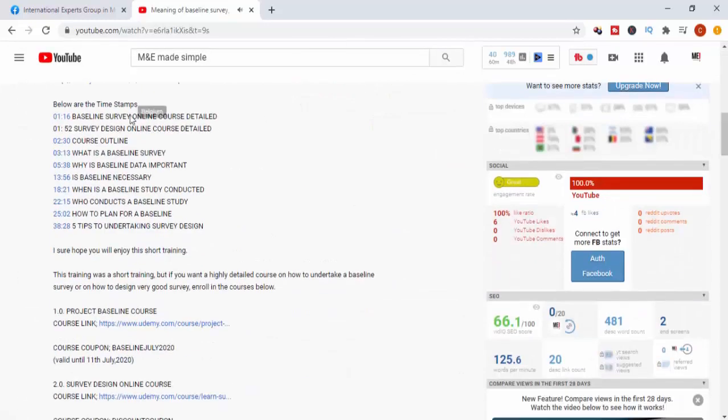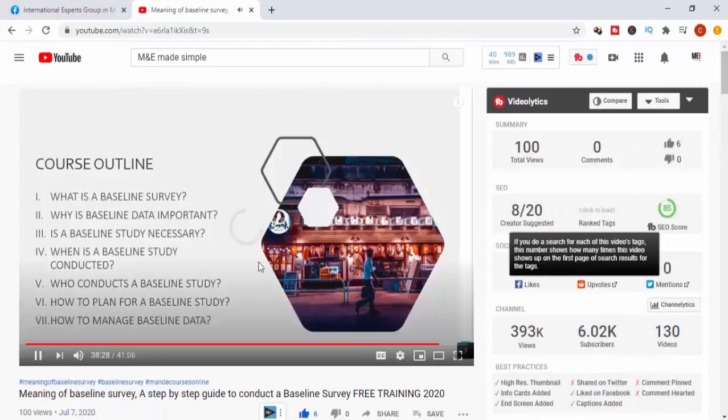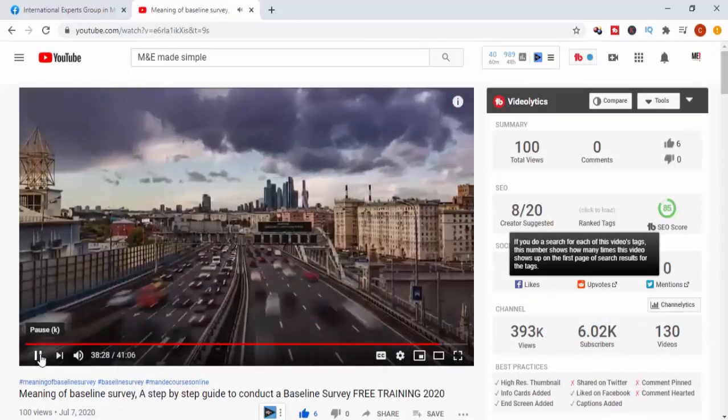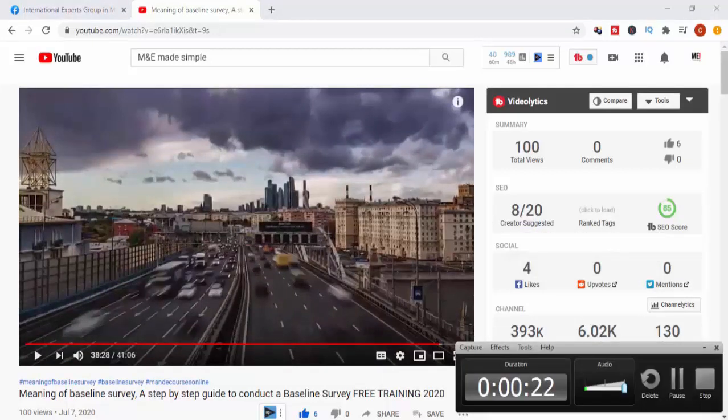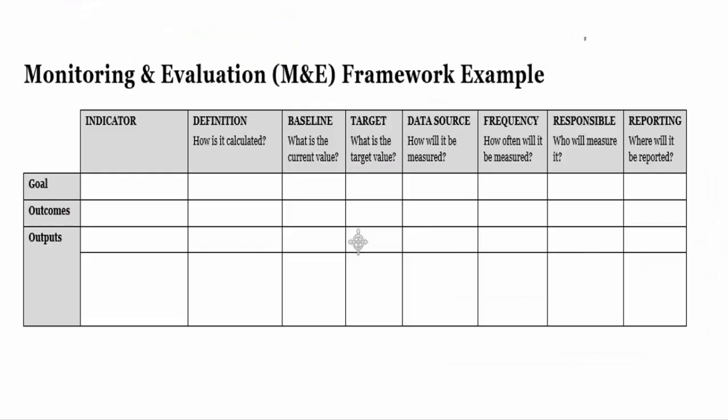Okay, so without wasting any more time, let's just get straight into business. What is the M&D framework? I've talked about this a lot. The key is that in every M&D framework, you need to have these variables. You need to have the indicator. You list the indicator, whether it's the goal, outcome, or output. You define it. You have the baseline, the target, data source, frequency of reporting, responsible person, and the actual reporting.